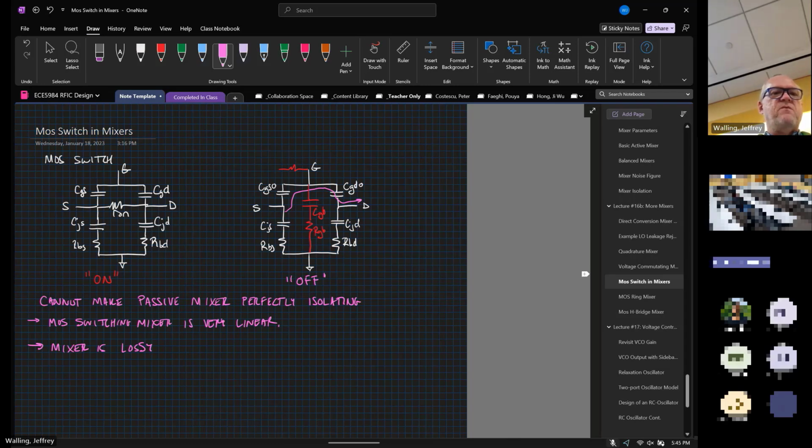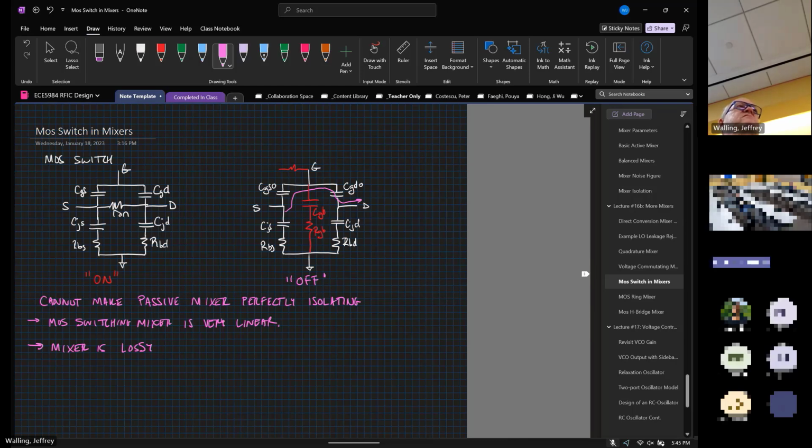Now, in reality, this is what our switch looks like. We modeled the MOS switch, when it's on, as the figure on the left. We've got some on resistance between the source and drain of the transistor, and then we've got some parasitic capacitance that goes up to the gate, which is our control signal, and then maybe down to the substrate.